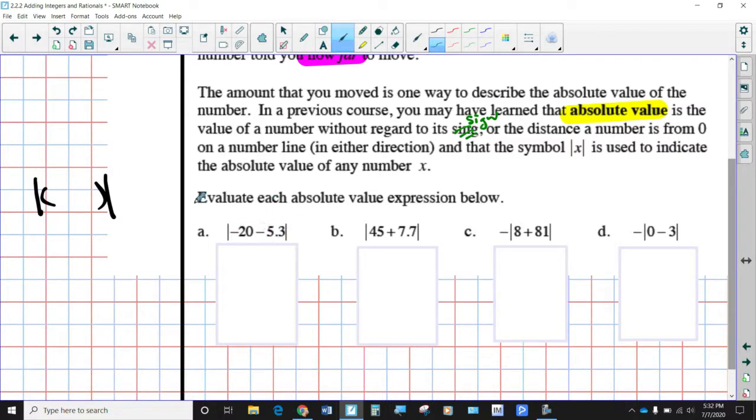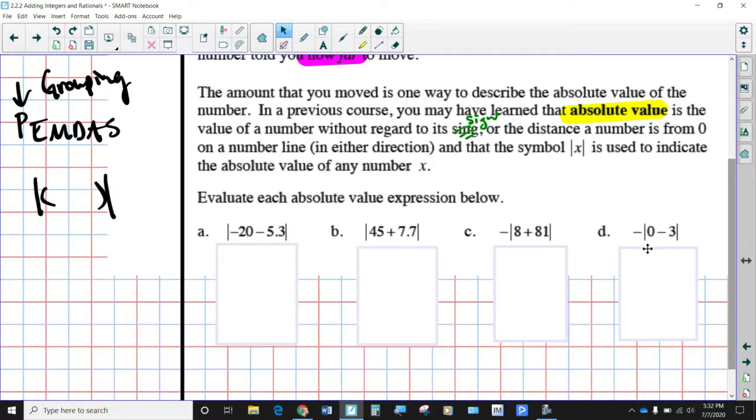So if you think of PEMDAS, the very first priority is given to the parentheses. Technically, the parentheses are all grouping symbols. And the absolute value bars are an example of a grouping symbol, okay? So you have to simplify this first before taking the absolute value. So copy down these four expressions.